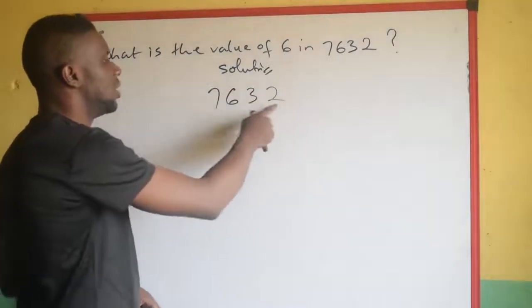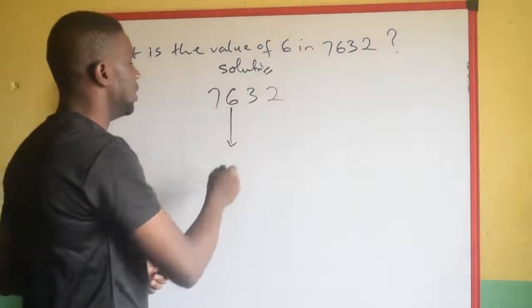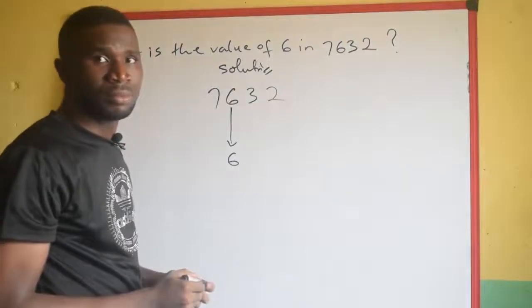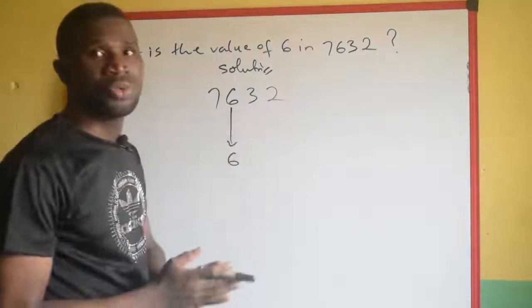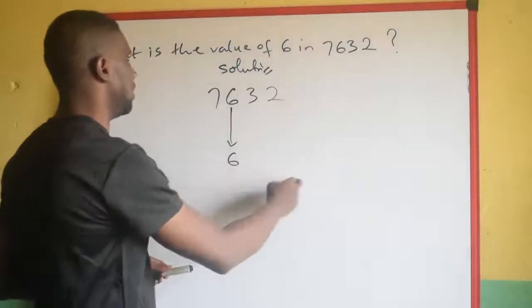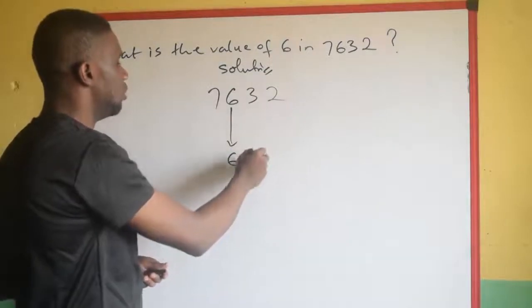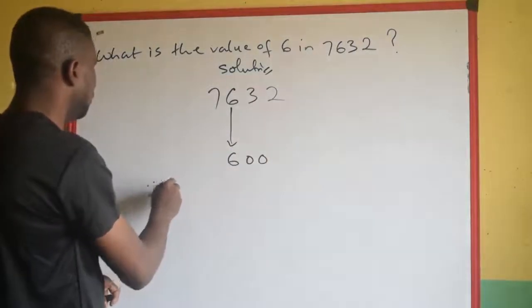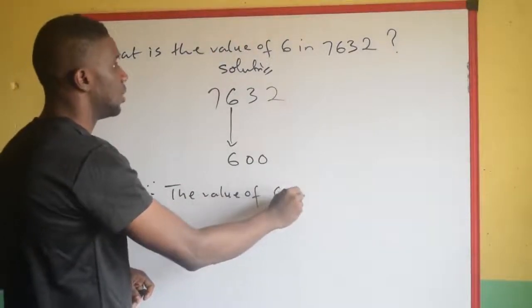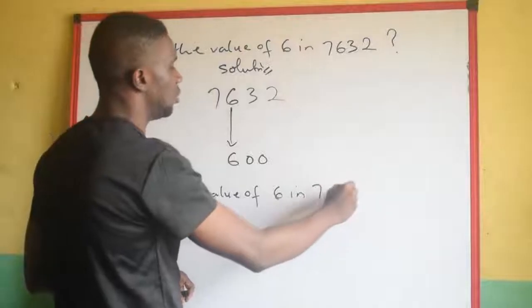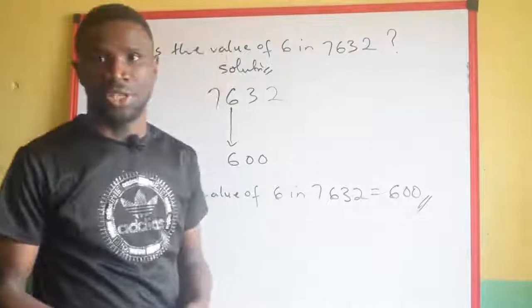This is not 6, this is not 6, but this is 6. Since this is 6, you put an arrow down there and bring your 6 down. Every other number after 6 becomes 0, so this 3 will become 0, this 2 will become 0. You say therefore, the value of 6 in 7632 is nothing but 600. So this is the answer.